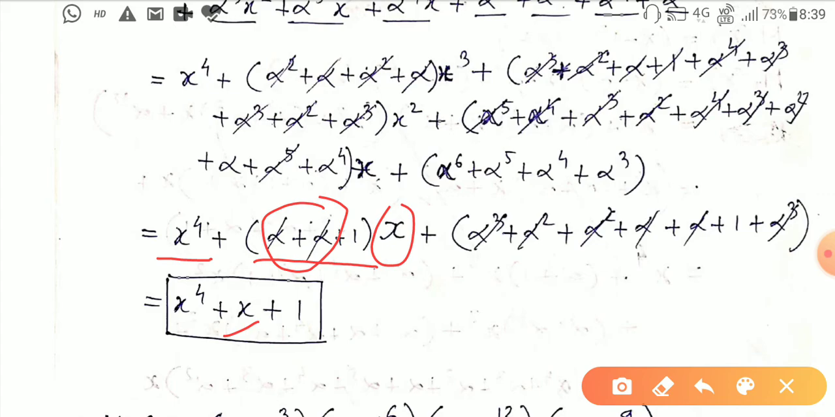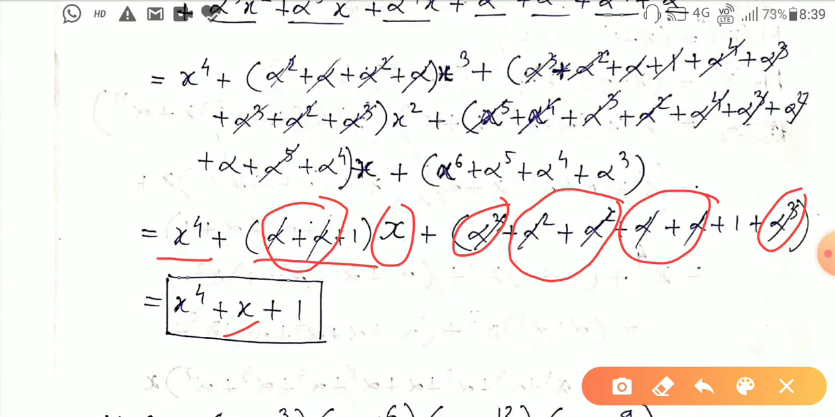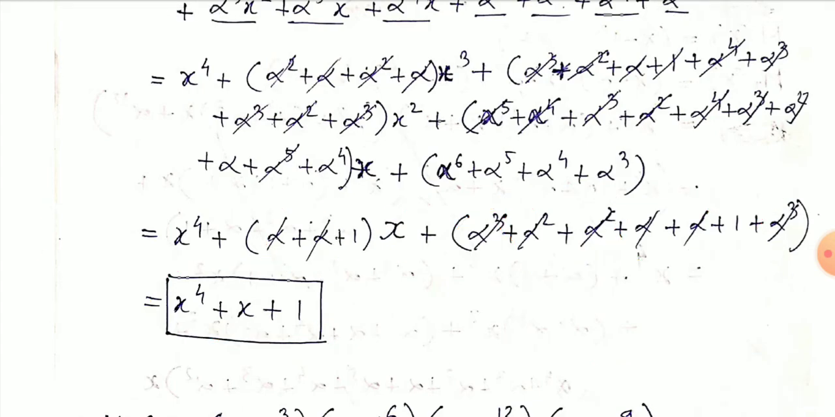Now for the last line, the same thing is applied as for the previous line. Alpha square and alpha square are used 2 times, so this will be obsolete. Alpha cube and alpha cube are also used 2 times, so this is also obsolete. Alpha plus alpha is also 2 times, so this is 1 plus 1 equal to 0, obsolete. So a single 1 is present, and it is written in this position. So x to the power 4 plus x plus 1 is a primitive polynomial for this case.